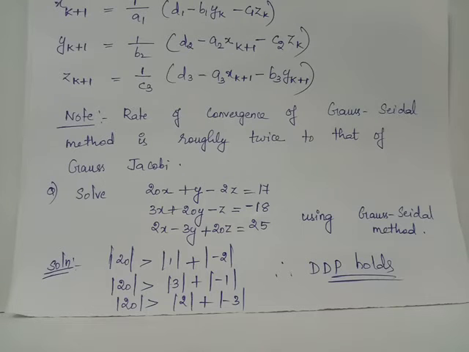Now we will find out expressions of x, y and z from first, second and third equations respectively. We have x equals (17 minus y plus 2z) divided by 20 from the first equation. From the second equation we have y equals (minus 18 minus 3x plus z) divided by 20. From the third equation we have z equals (25 minus 2x plus 3y) divided by 20.